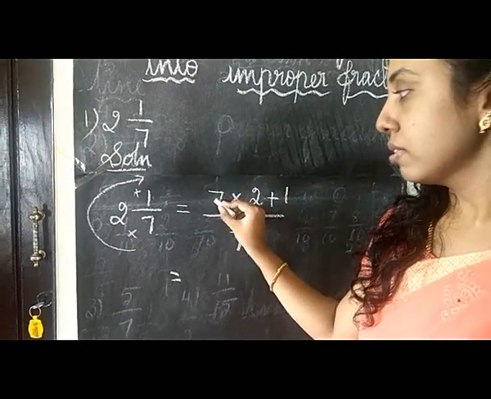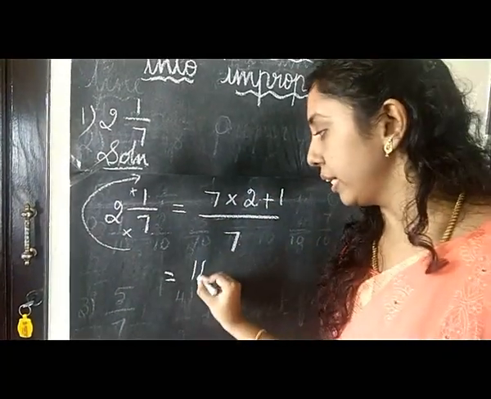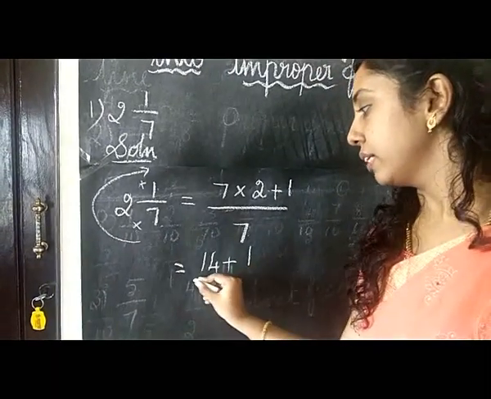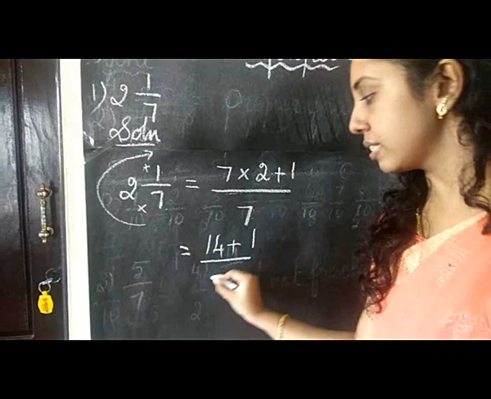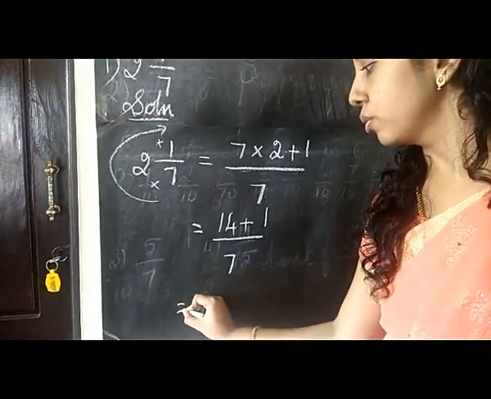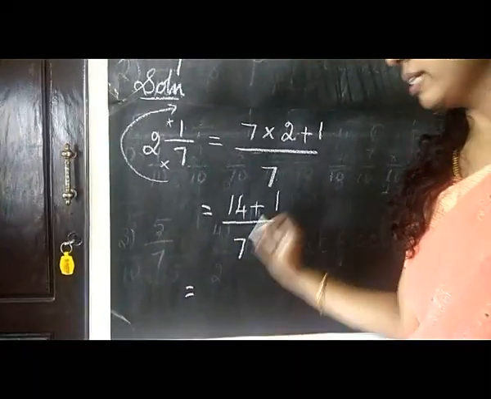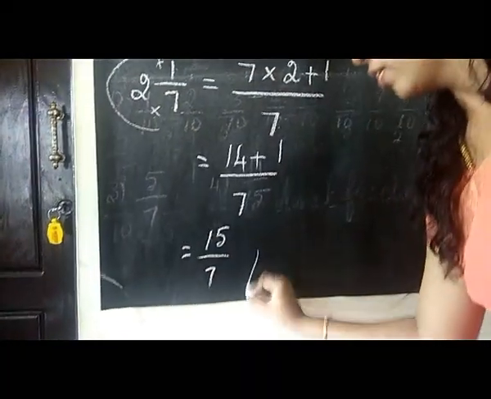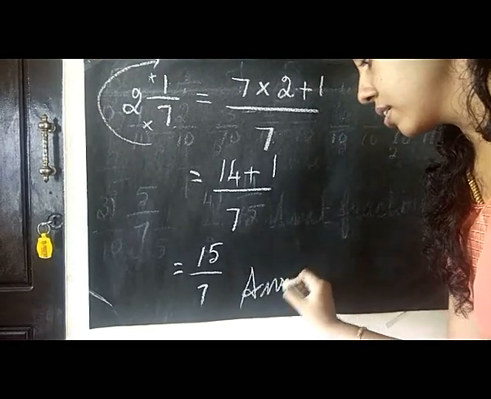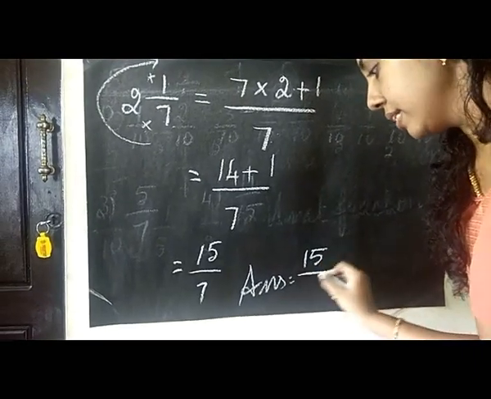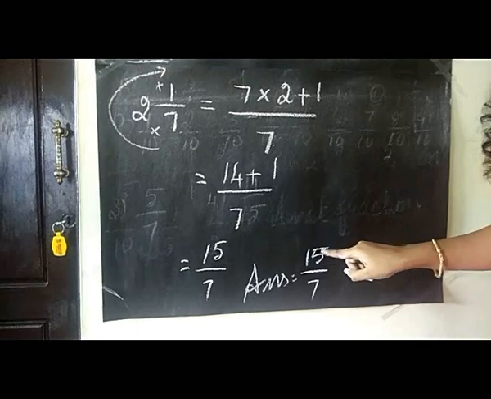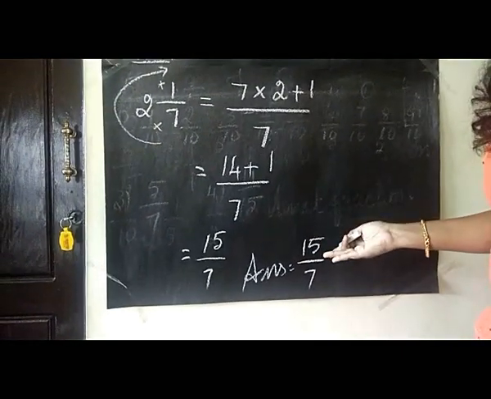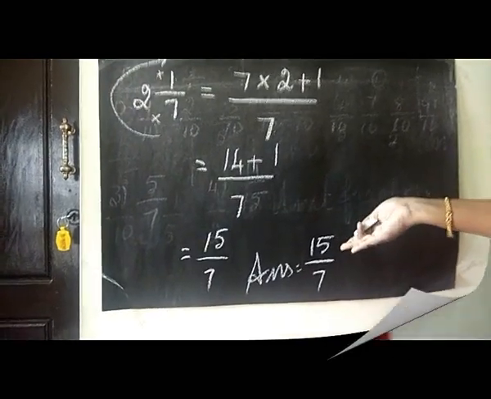Tell me. 7 2s are 14. We have the symbol plus 1 divided by the denominator 7. That is equal to 14 plus 1 is 15 by 7. Your answer is 15 by 7. Look, the numerator is greater than the denominator. So we got the improper fraction form.